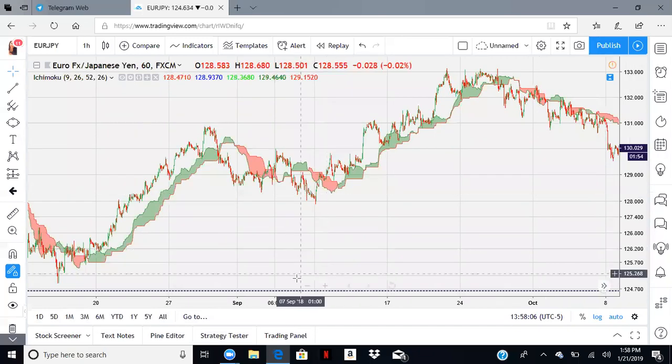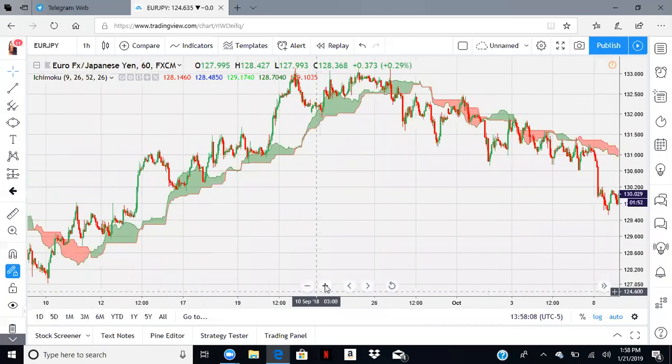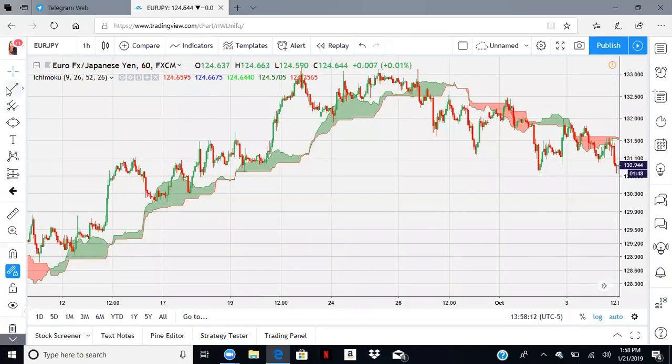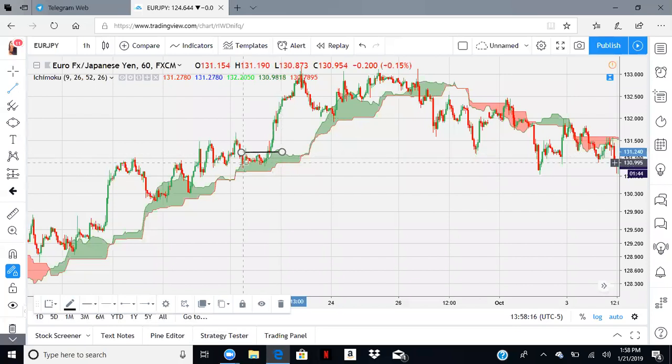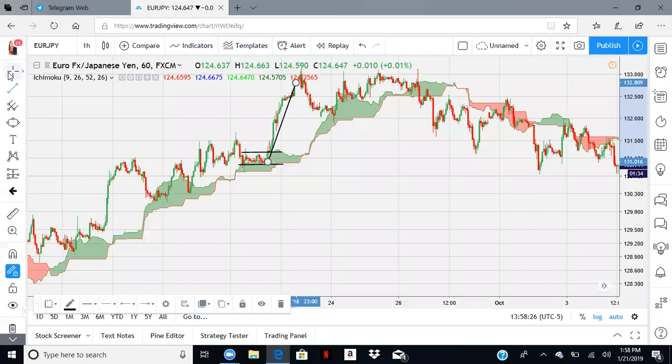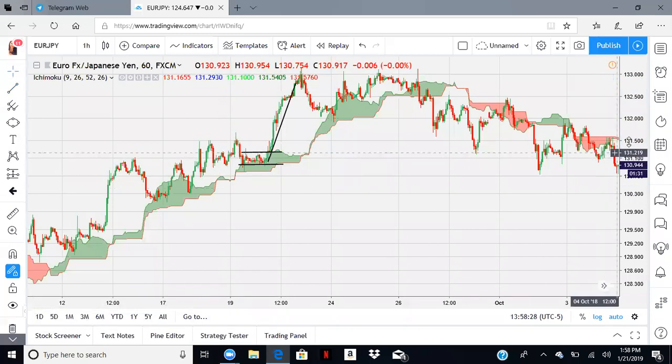So you see how many consolidated areas went into the cloud? So if you guys can trap consolidation, right? This consolidation, and you see the breakout, green candle, green cloud, you guys could have caught this entire move up. And you take profit at the zone.